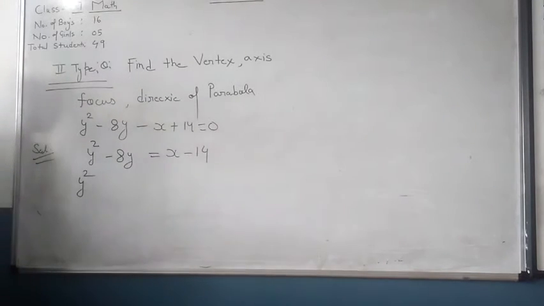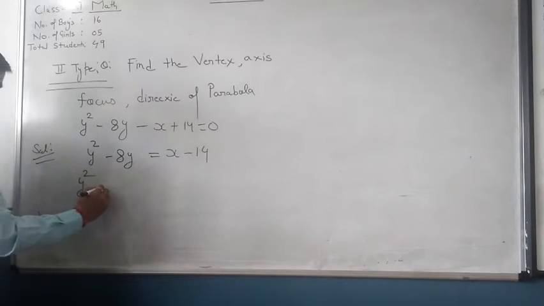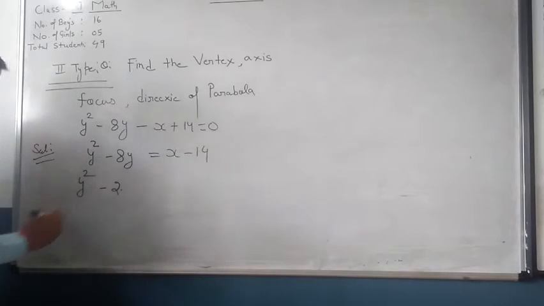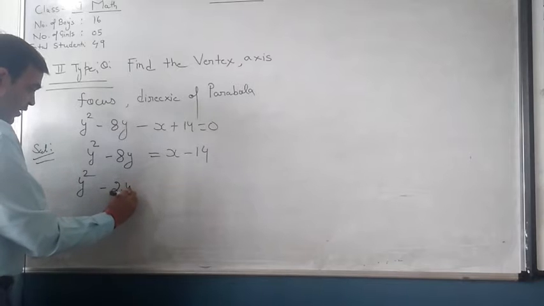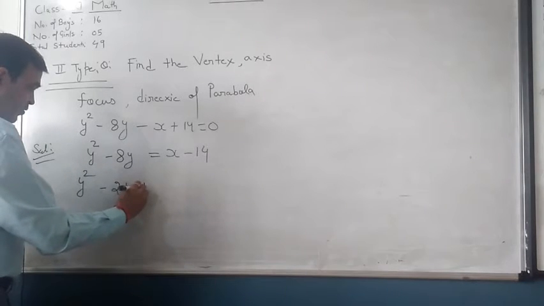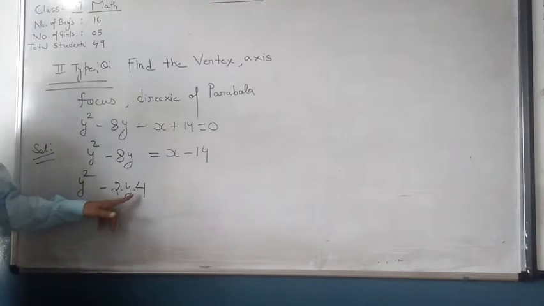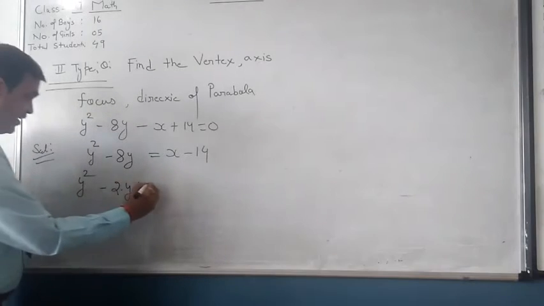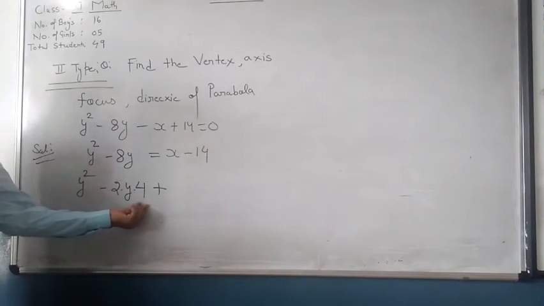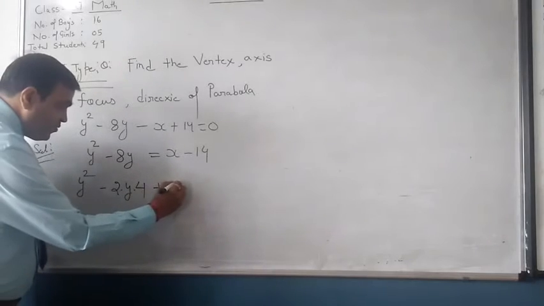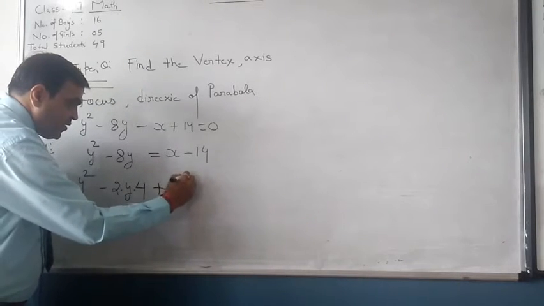It can also be written as y square minus 2 into y into 4. 8y can be written as 2 into y into 4, because a square minus 2ab. The next step will be b square, so here we add 4 as b square.